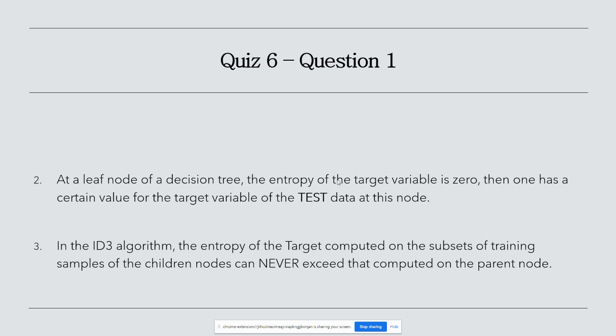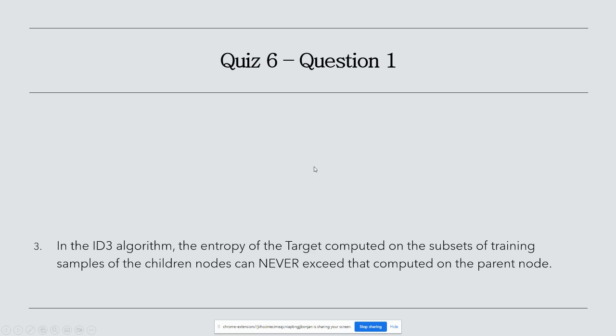And the second option: at a leaf node of the decision tree, the entropy of the target variable is 0, then one has a certain value for the target variable of the test data at this node. This is also wrong because even if the entropy of the training dataset is 0, it cannot be guaranteed on the test dataset, because the training dataset and the test dataset are basically different. So this option is also wrong.